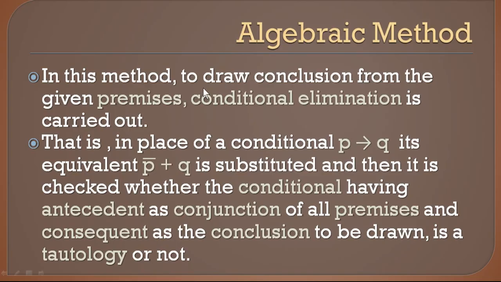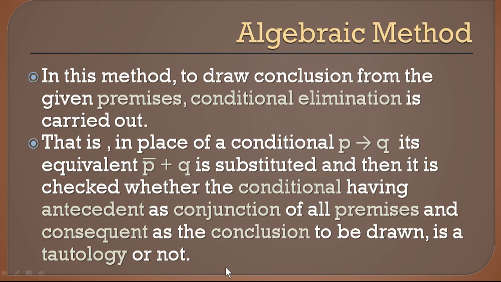So in this method, to draw conclusion from the given premises, conditional elimination is carried out. That means you would have seen the different laws. In that you have one law called conditional elimination law. You are going to use this in the premises. That is, in place of conditional, P implies Q, its equivalent P dash plus Q is substituted, and then it is checked whether the conditional having antecedent as conjunction of all the premises and consequent as the conclusion to be drawn is a tautology or not.